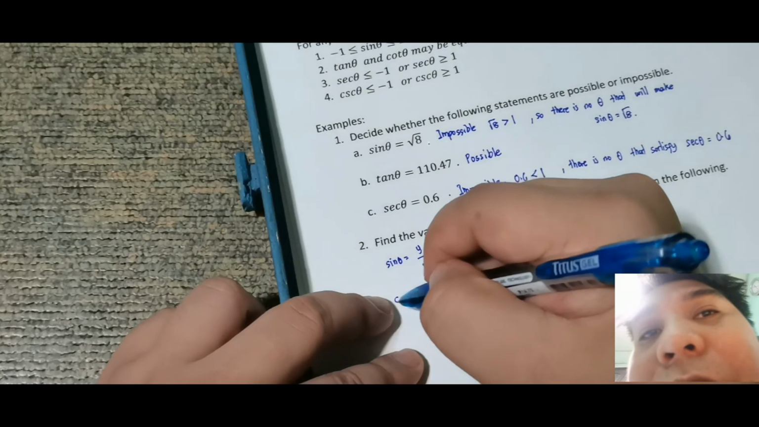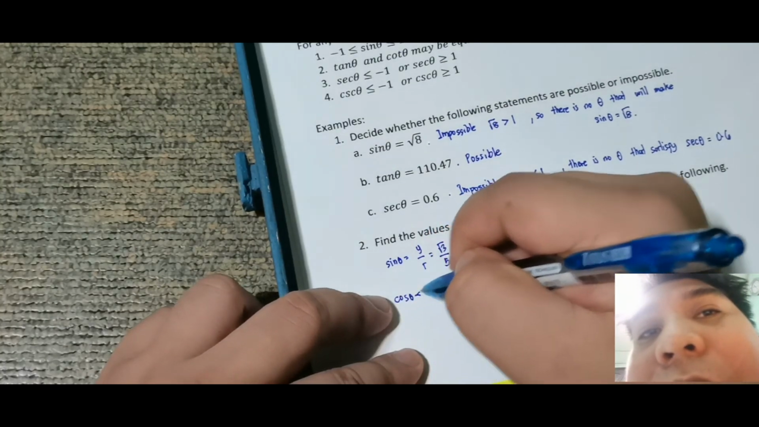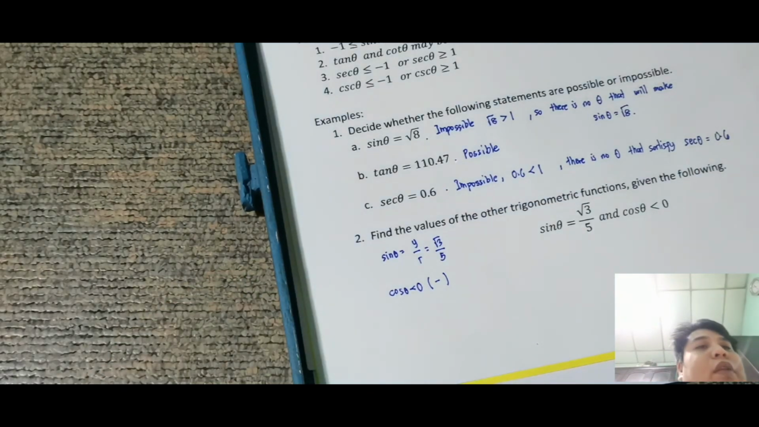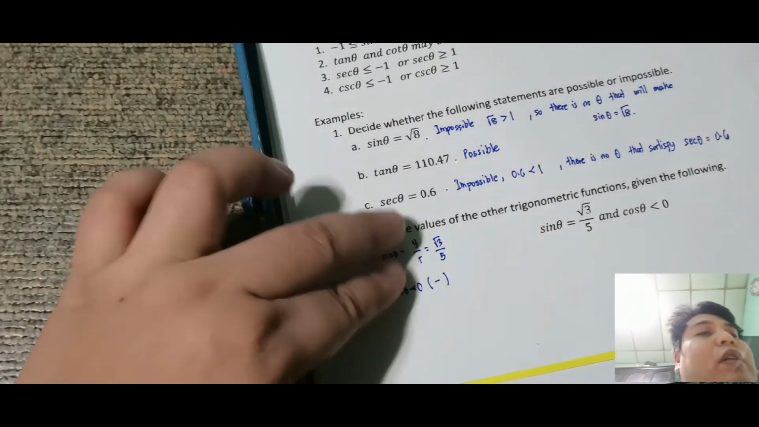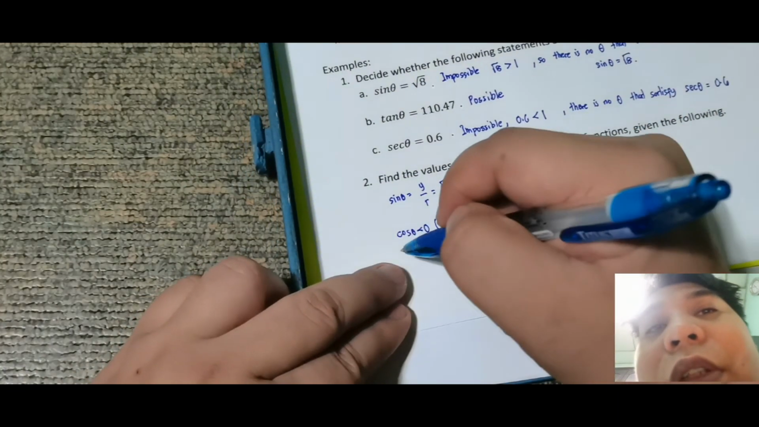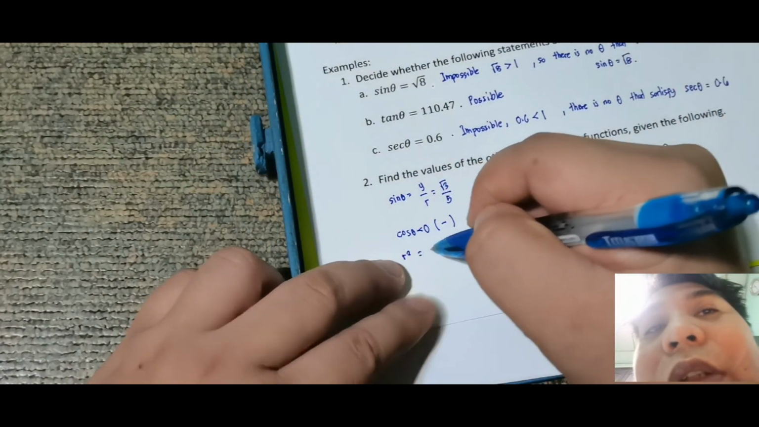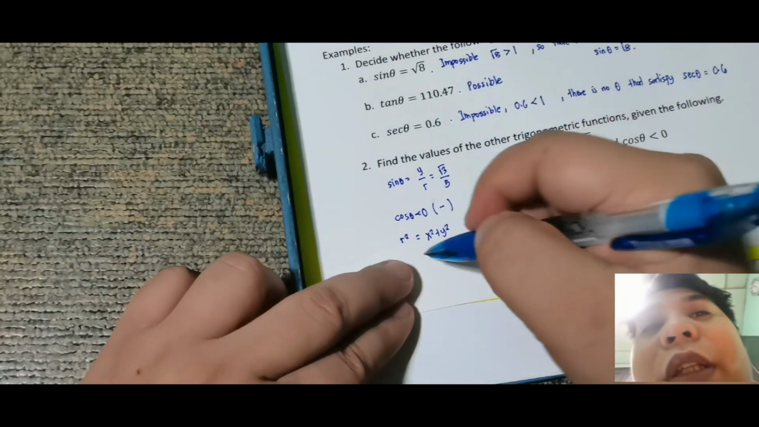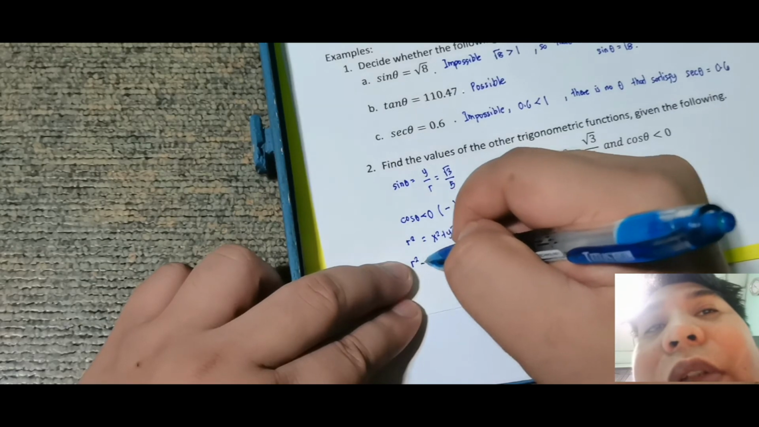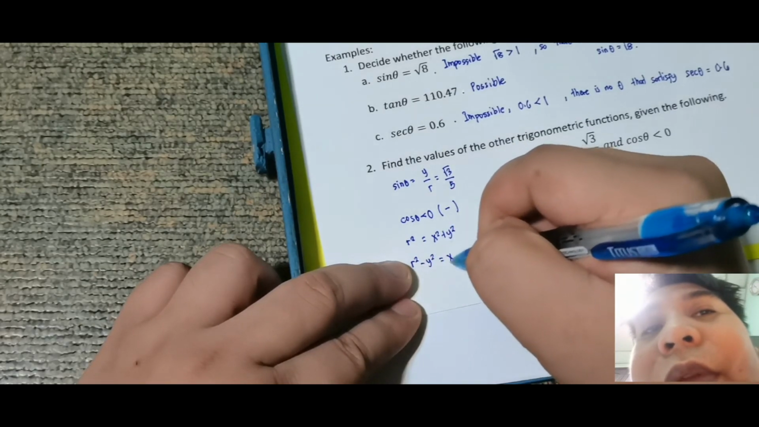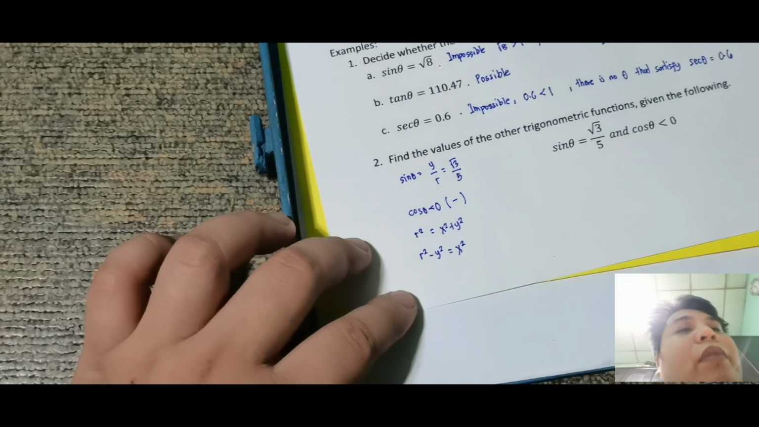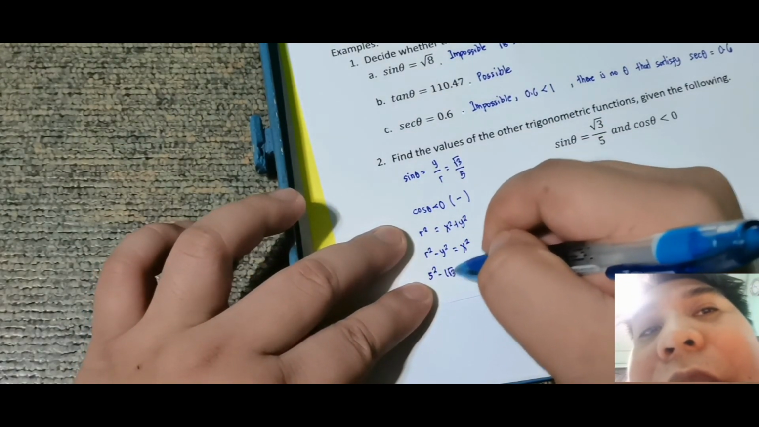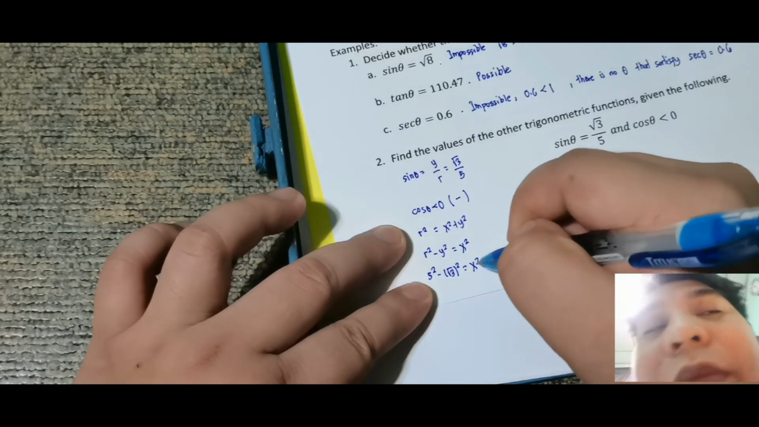Tapos, si cosine daw is less than 0, which means that this is negative. Tama? So, ibig sabihin, ang missing kasi is x eh. So, sa ating Pythagorean theorem, r squared is equal to x squared plus y squared. Tama? Then, kunin natin yung value ng x. So, r squared minus y squared is equal to x squared. Then, substitute natin yung mga value. Note that r is 5 squared. Y is square root of 3 raised to 2 is equal to x squared.